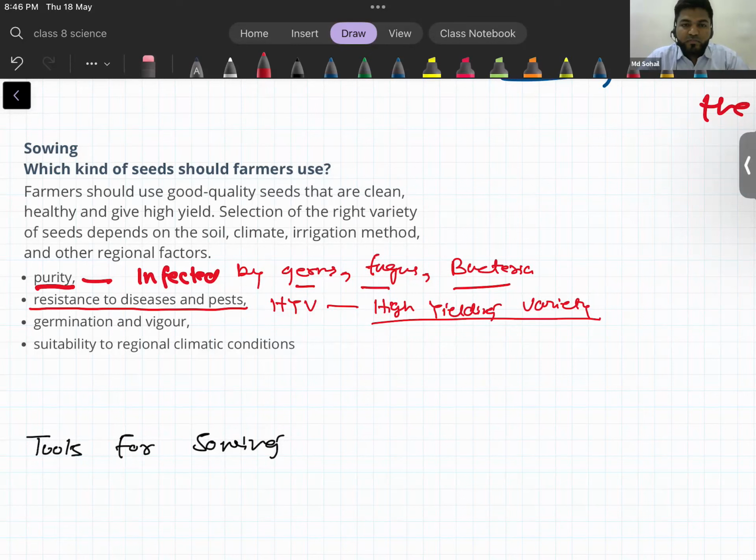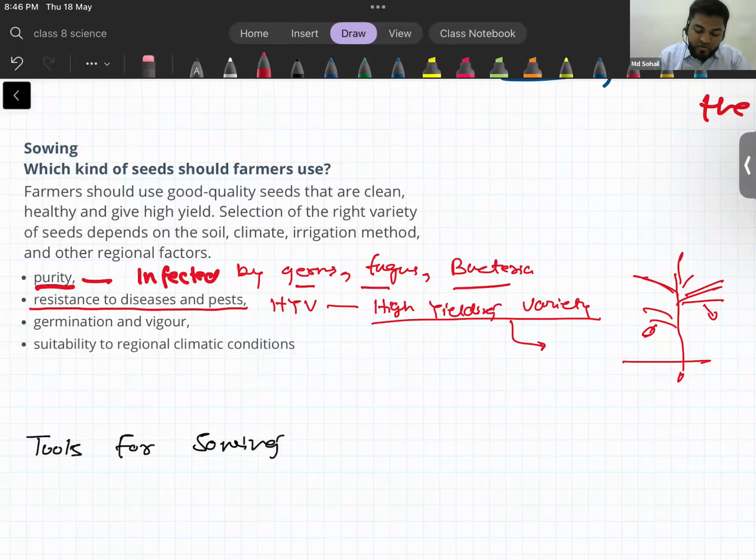Got the meaning? HYV seeds have an advantage: if I plant them inside the soil, they will grow into a plant that will carry more seeds or more fruits or flowers. These are modified seeds which are made in the laboratory.